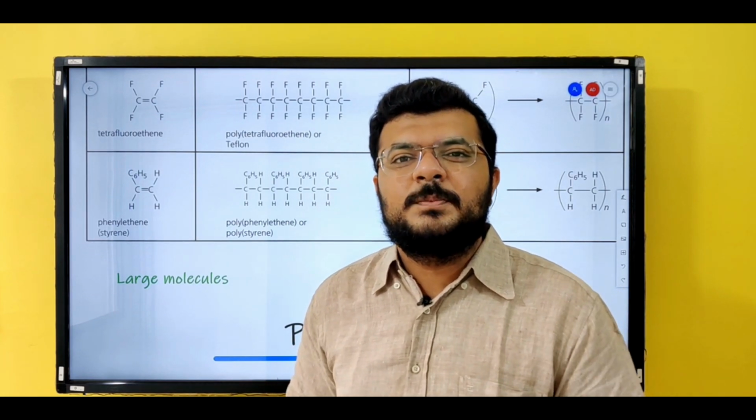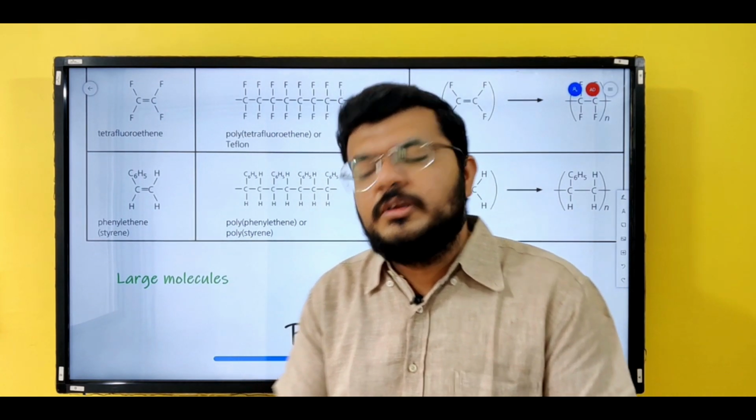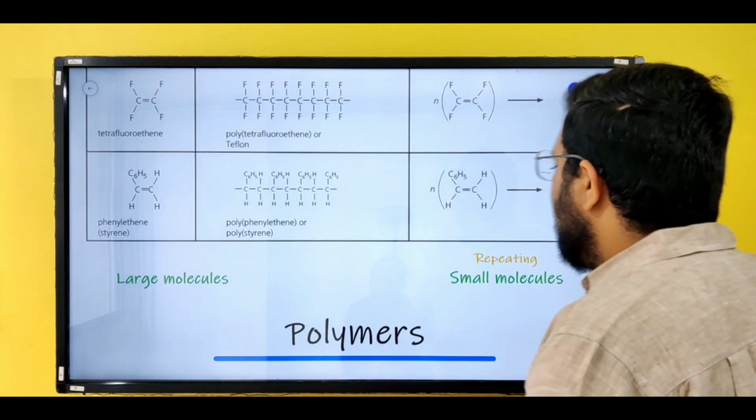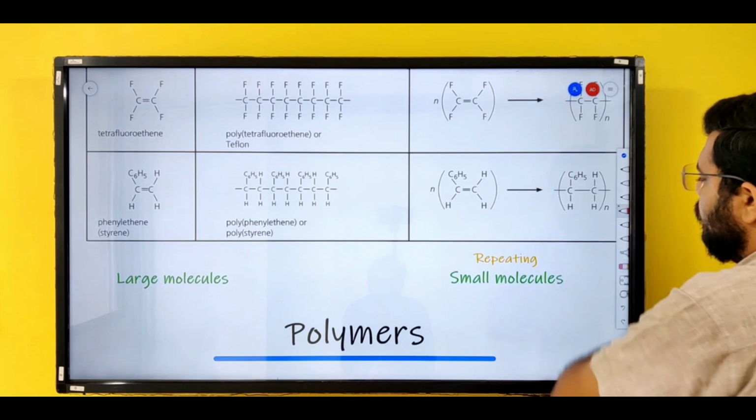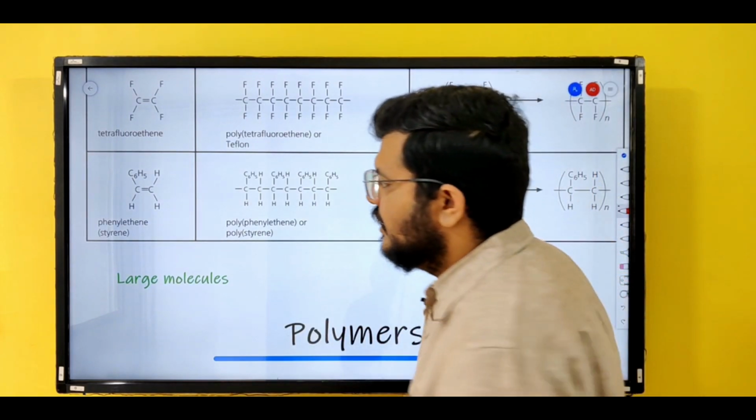Today we are going to discuss polymers, right? So what are polymers? Polymers are large molecules made of small repeating molecules, right? So let's take one example.